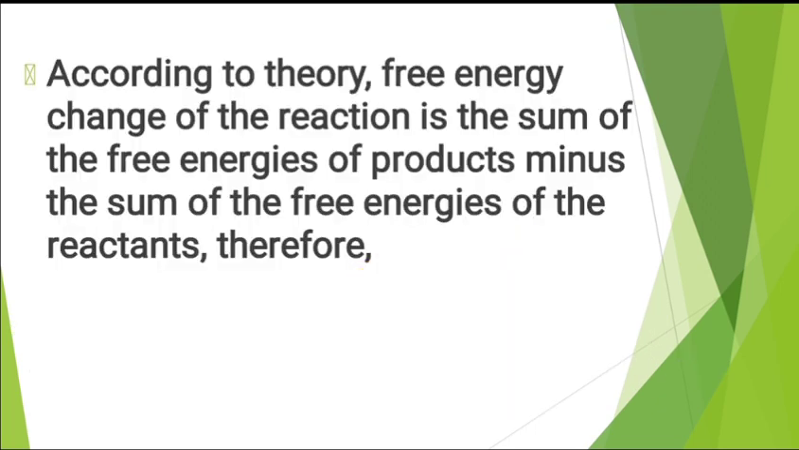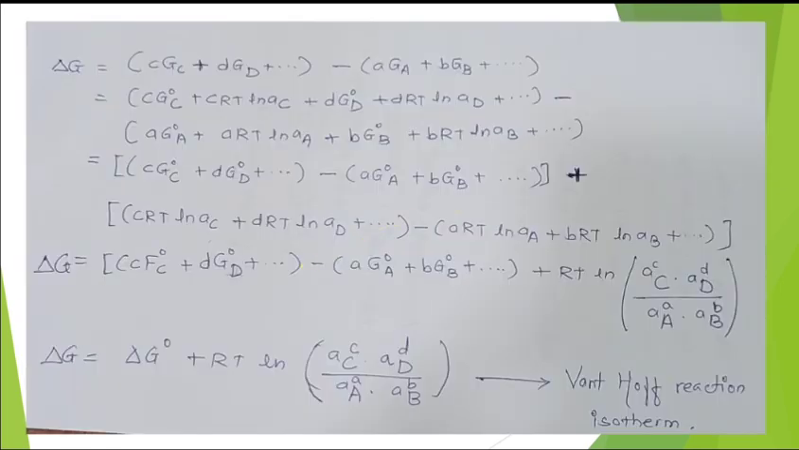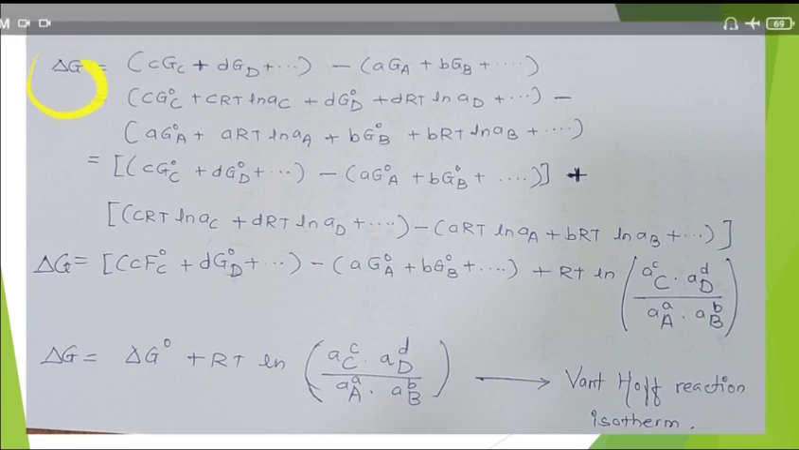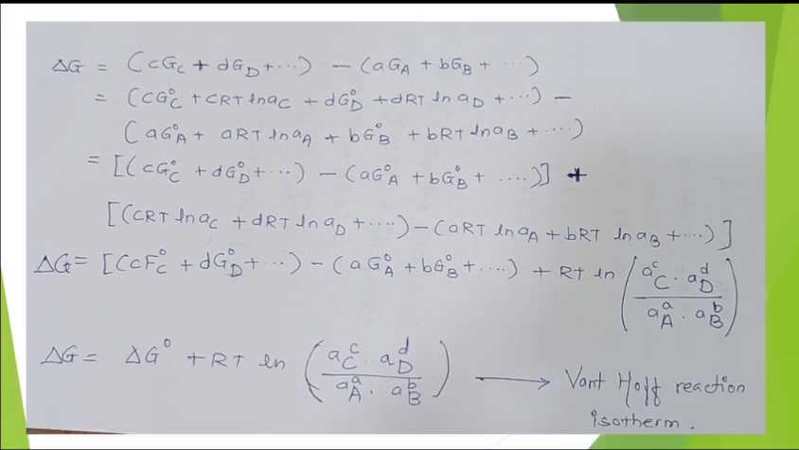Now, according to theory, free energy change of the reaction is the sum of the free energies of the products minus the sum of the free energies of the reactants. So, as we write the delta symbol, that is the free energy change of the reaction, it is the sum of the free energies of products minus the sum of the free energies of the reactants. So, we will see the equation. See, delta G represents the change in Gibbs free energy, which is equal to, in a bracket, cGC plus dGD.